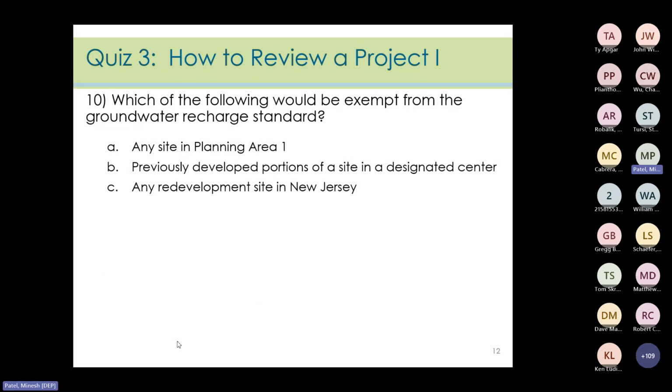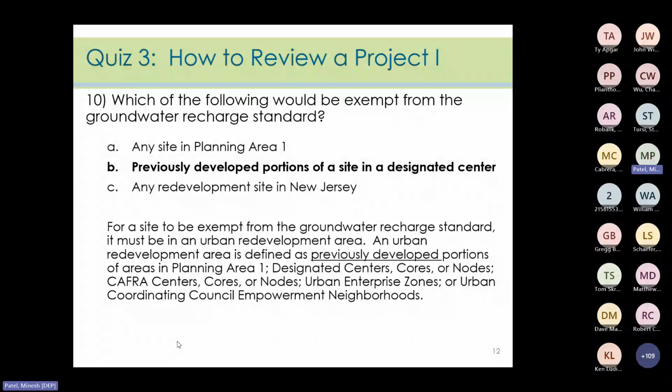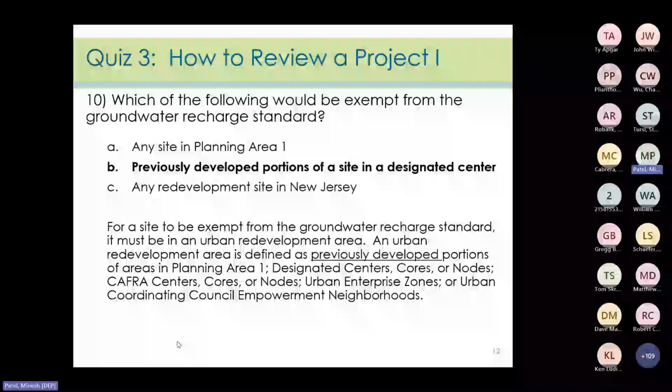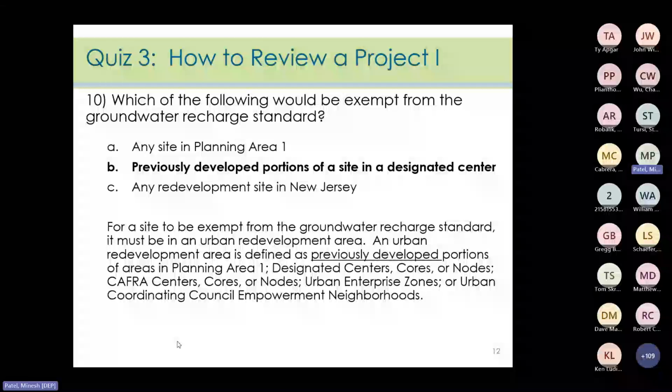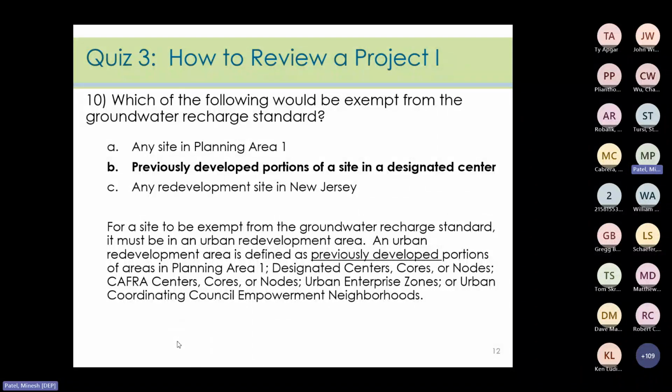Question 10, which of the following would be exempt from the groundwater recharge standard? And the answer here is B, previously developed portions of a site in a designated center. So just being in Planning Area 1 is not an allowed exemption from the groundwater recharge standard, nor is redevelopment automatically exempt. Only previously developed portions of sites in the designated locations listed on the slide here can be exempt.